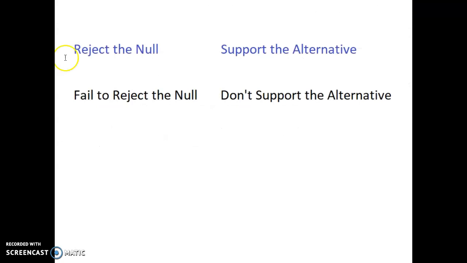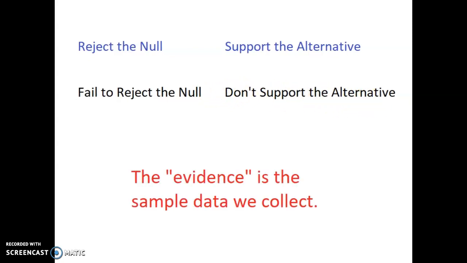So to recap that, there are two options in a hypothesis test. And if we are rejecting the null, that means the evidence is supporting the alternative hypothesis. And if we're failing to reject the null hypothesis, the reason we don't reject it is because the evidence does not support the alternative hypothesis. And when I'm mentioning the evidence, all I'm referring to is the sample data that we have collected in order to run our hypothesis test.